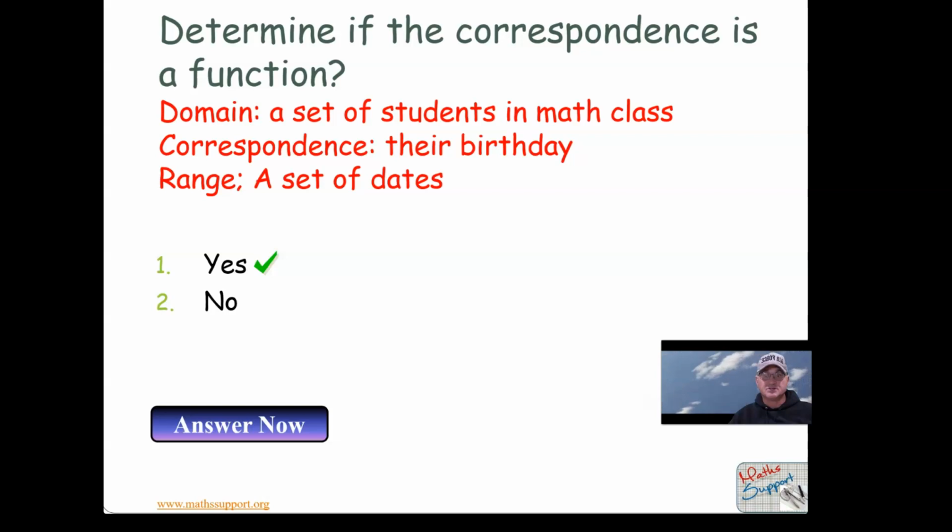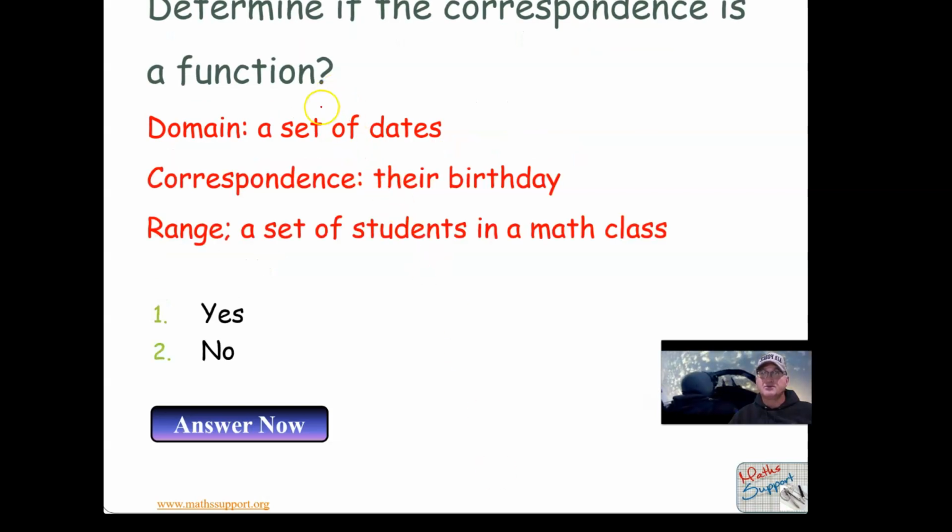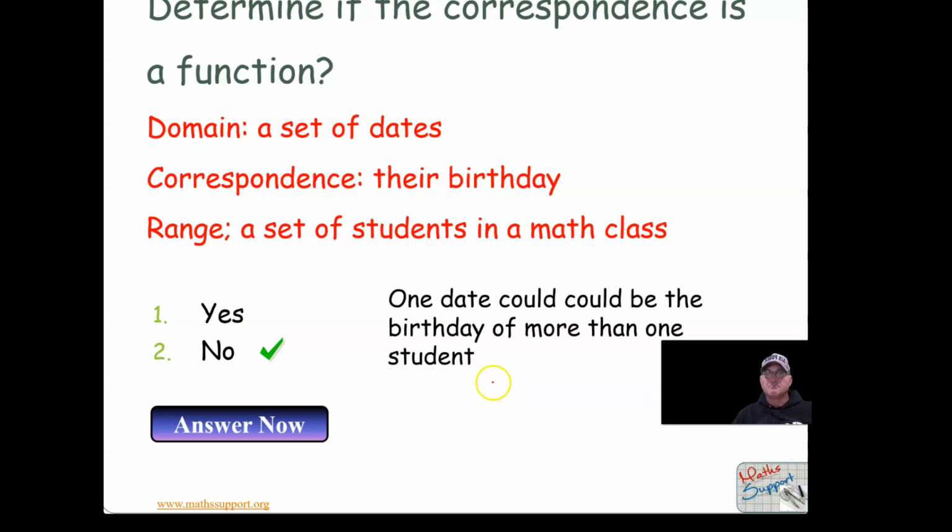Now, if we switch the two, okay, if we made the domain a set of dates, correspondence being their birthdays, and the range be a set of students in a class, would this be a function? And the answer is no. Okay, 1 date could have more than 1 birthday associated with it. Okay, so we could have August 3rd, and there could be 3 people in that classroom that have August 3rd as their birthday, and in that order, that would not be a function, that would simply be a relation.